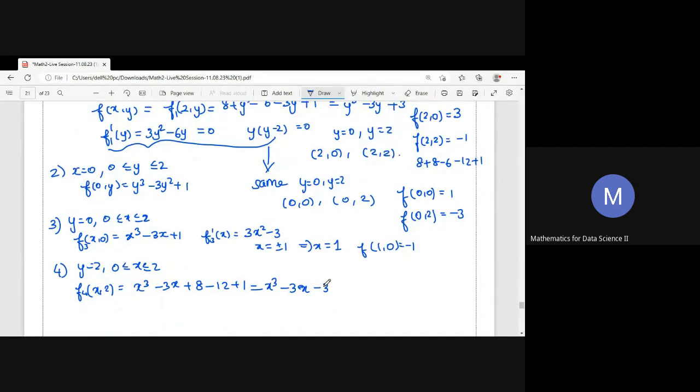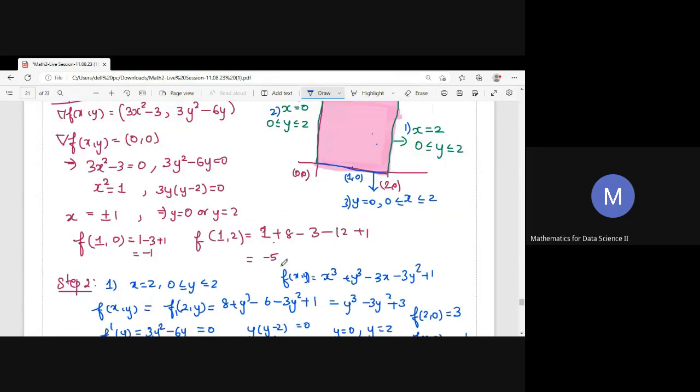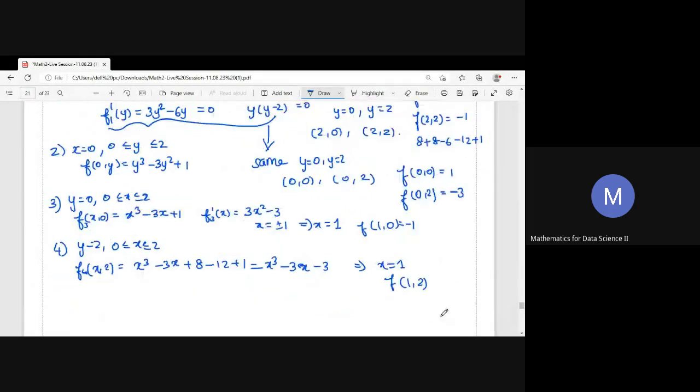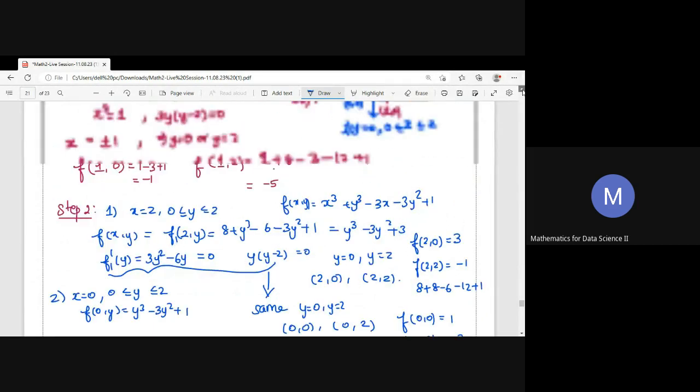Now again you are going to get the same derivative and the same x value. X is equal to 1. So you have f of 1 comma 2. Again that f of 1 comma 2 I have computed here, which is minus 5. Okay. So now what is the final step? So this is your step 2.